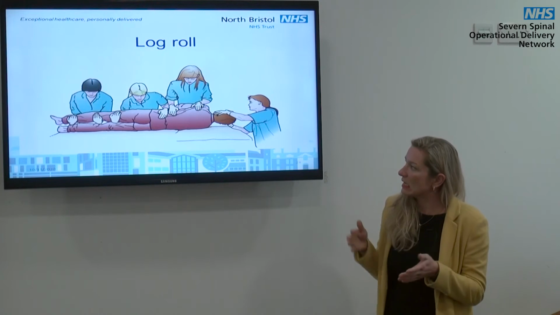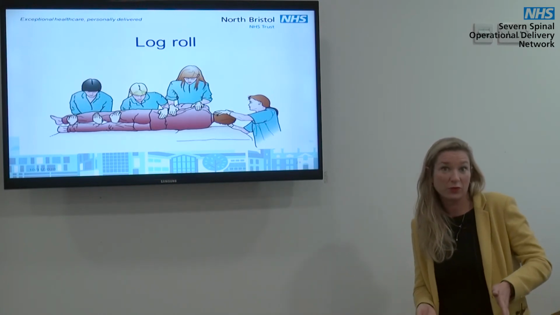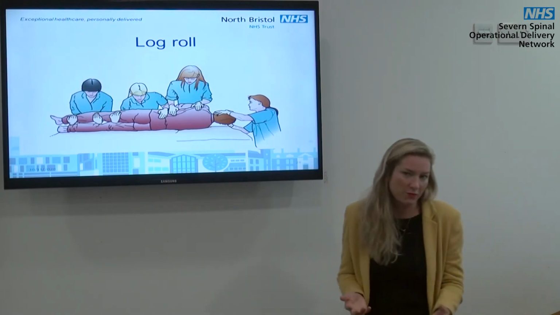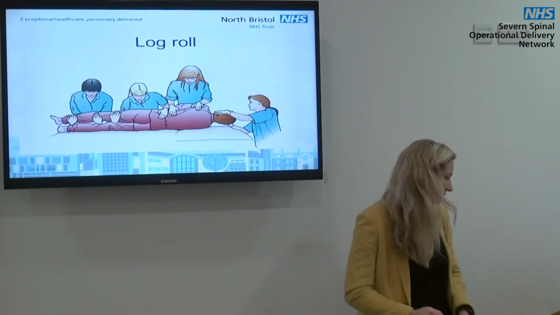And this is the way that you should log roll all patients if you're just doing a tilt to adjust them, or if you are log rolling for changing sheets or any other reason for a log roll. They should always be managed in this way.